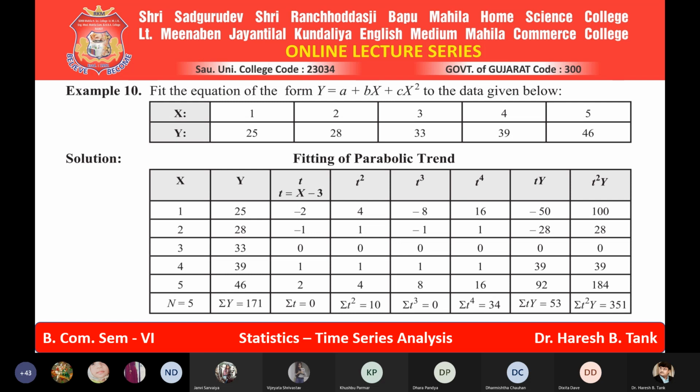Deviation: since the number of observations is 5, just take deviation from the middle value, which is 3. We are naming it as t, so the summation of t will go to 0 in this case. Now instead of x, we are using the letter t.